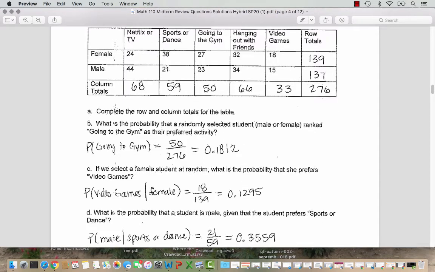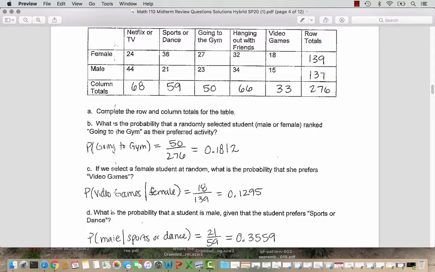Question B asks, what is the probability that a randomly selected student, male or female, so out of everyone, ranks going to the gym as their preferred activity? So we would say probability of going to the gym. This is a marginal probability because it's looking at everybody who likes going to the gym out of everyone total. That numerator 50 comes from the margin, the column total for going to the gym. We're adding up males and females. And then it's out of all 276 folks surveyed.